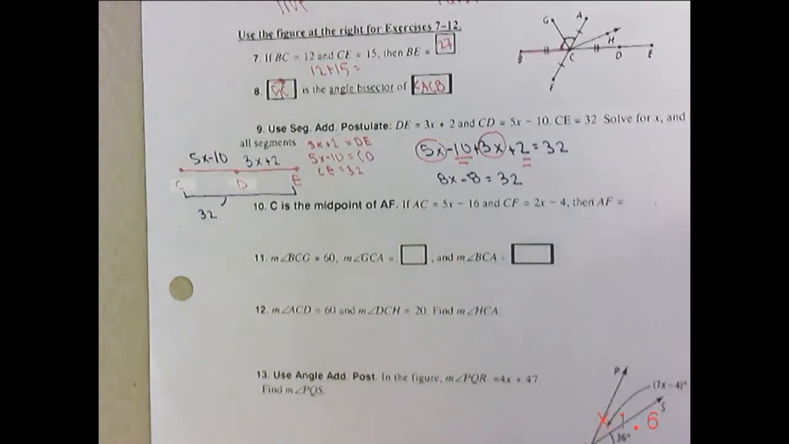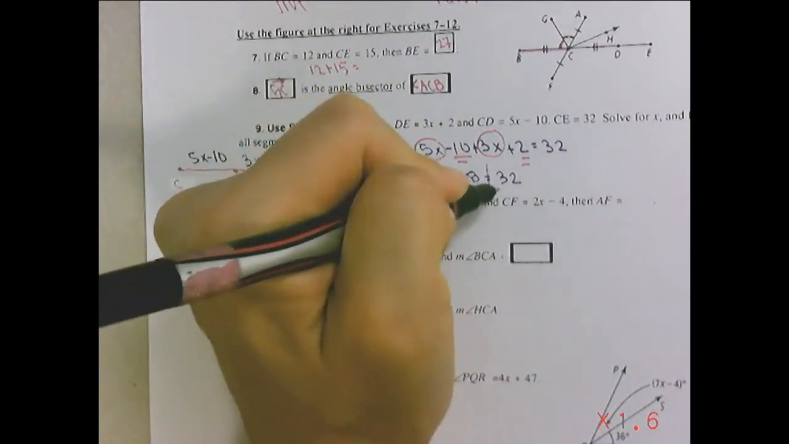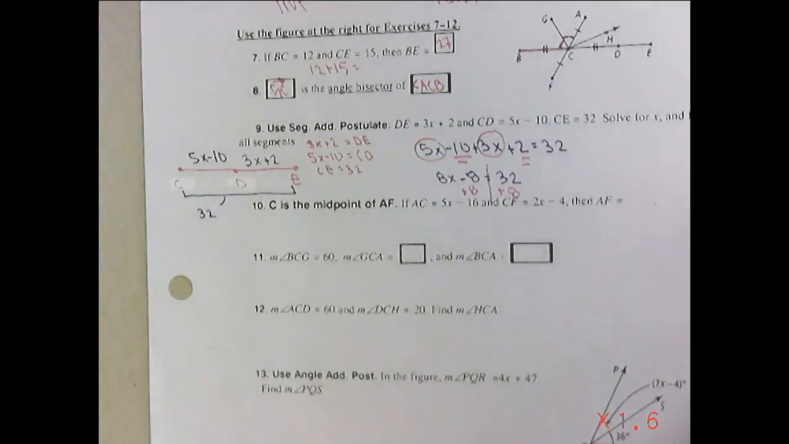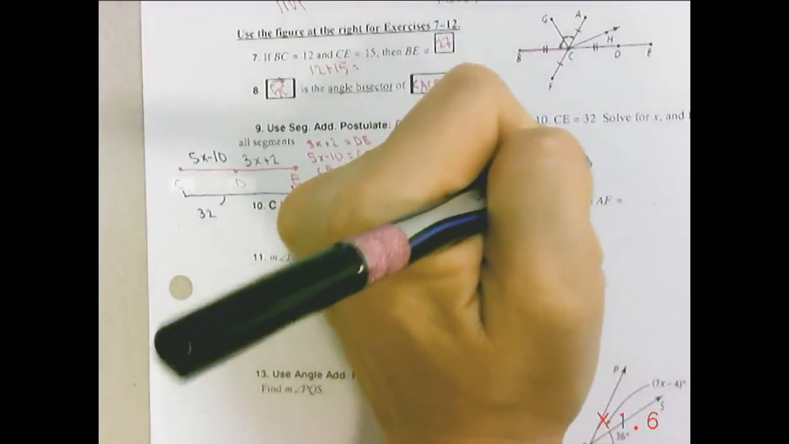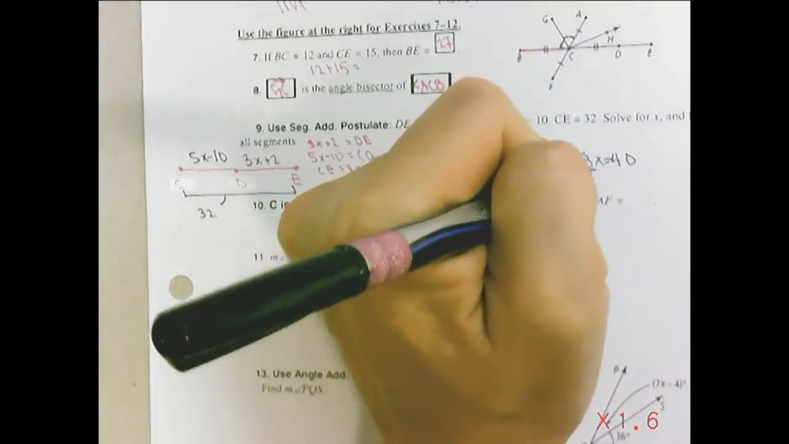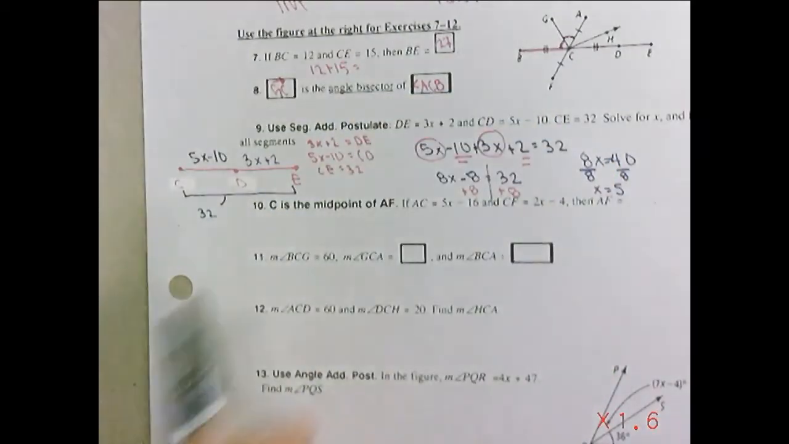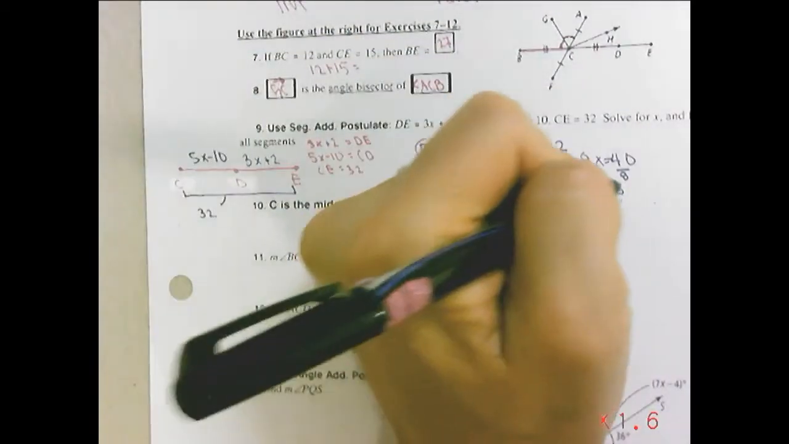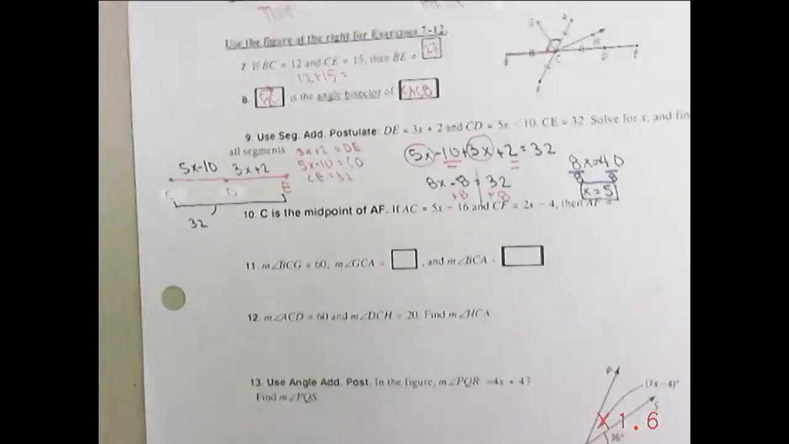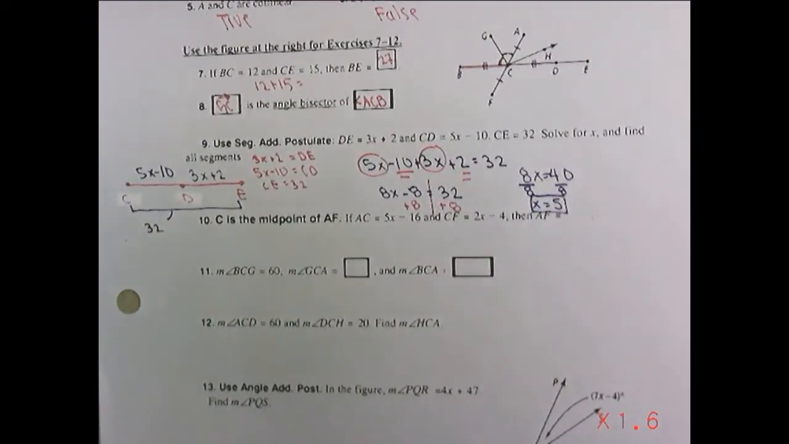All right, so now I'm going to go ahead and solve. I'm going to add 8 to both sides, and I'm going to end up with 8x equals 40. I'll divide by 8 on both sides, and x equals 5. Well, it says solve for x, so we have part of our answer done. x equals 5. Now it says find all segments.